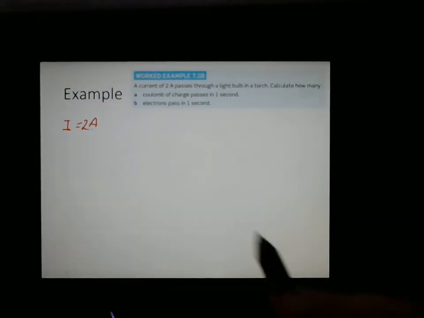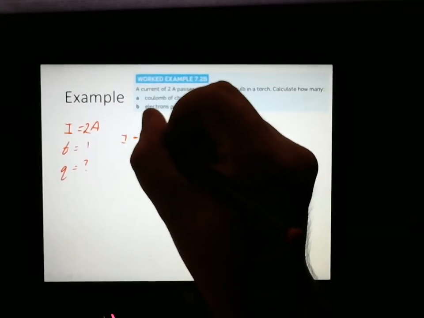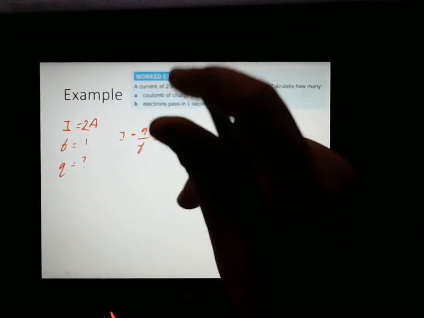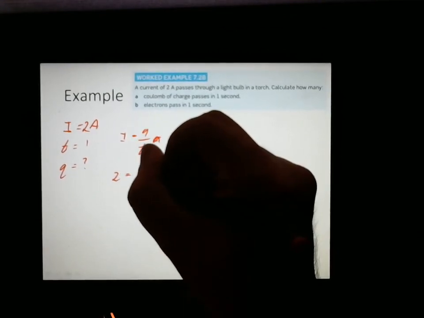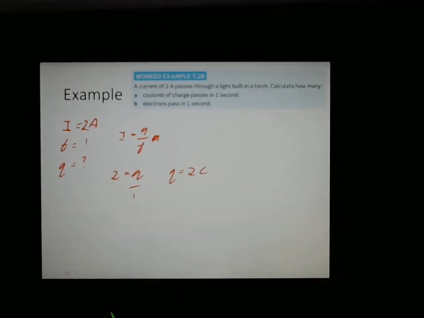We have a current, I, equals 2 amps. We're told we're looking for coulomb of charge, so that's our Q in 1 second. So T equals 1, that was easy, and Q equals our unknown. I equals Q over T, so 2 equals Q over 1, or Q equals 2 coulomb. Okay, now there's a couple of ways that we could work out the next step here. The worked example gives one perspective, and we can also use the other perspective in terms of how many electrons is equal to 1 coulomb. But they both give the same thing.